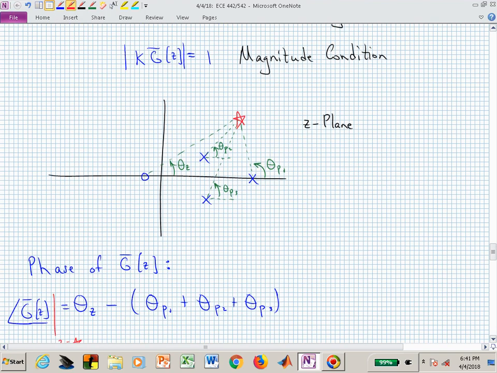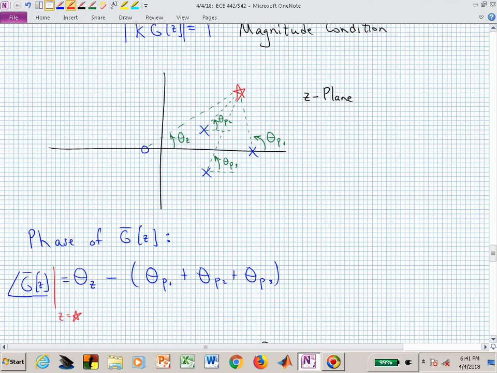But now if I said, okay, here's a star, and we're looking up at the star from what? All of our singularities in G bar, and we have how many poles in that z plane? 3, and we have how many zeros? 1. We just need to find all the angles to that star, algebraically sum them up, and find the angle of G bar of z at star. If I ask you, what's the angle of G bar of z at star, do you know how to get it?